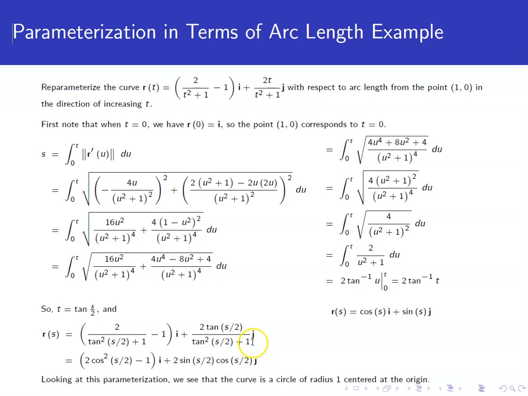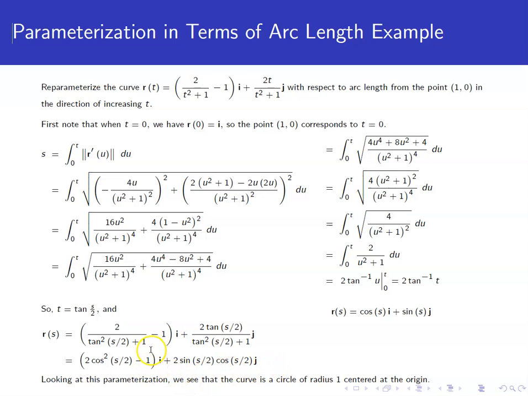In the second piece, we do something similar. Tangent squared plus 1 is secant squared, so we get secant squared of s over 2, but we move it up to the top. We'll get cosine squared of s over 2. But there's a cosine in the denominator here. So after simplifying that, we'll get 2 times sine of s over 2 times cosine of s over 2.